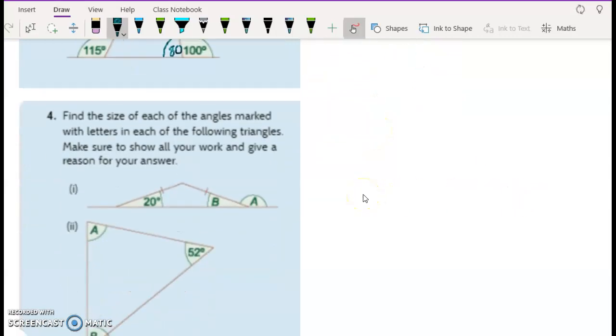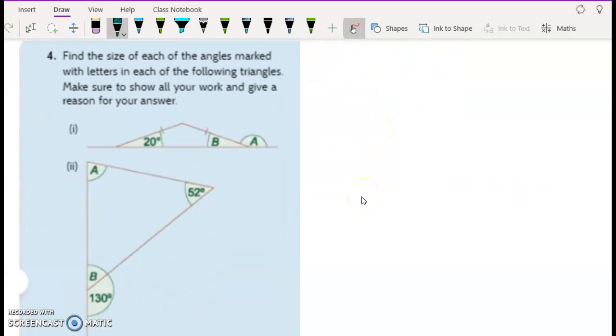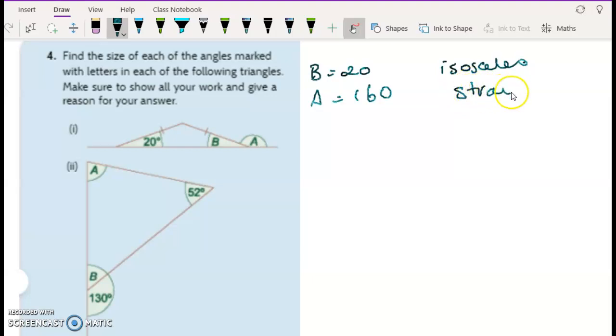Okay, now find the size of the angles marked in each of these. So this question here, well, that's an isosceles triangle, so I can say that B is equal to 20, and then A is equal to 160 because it's a straight line.